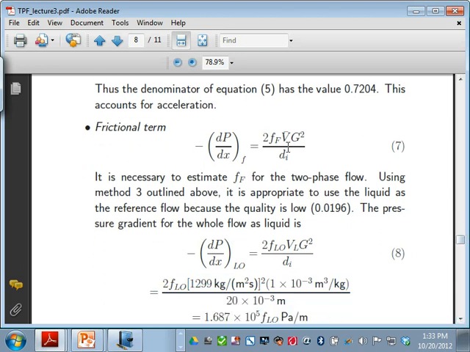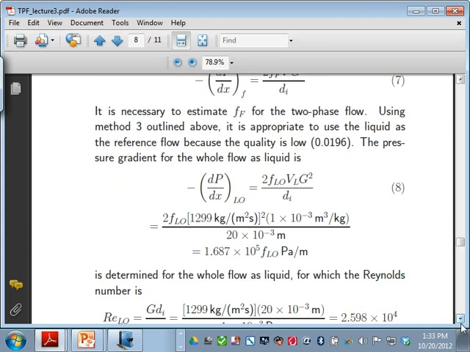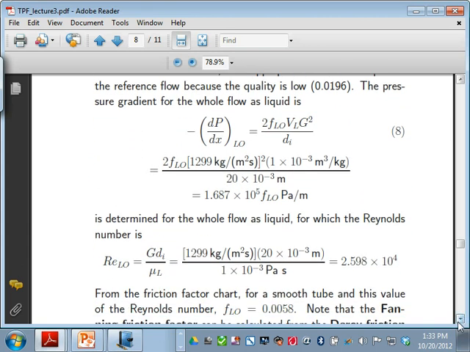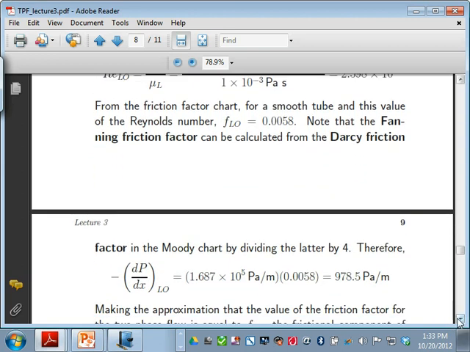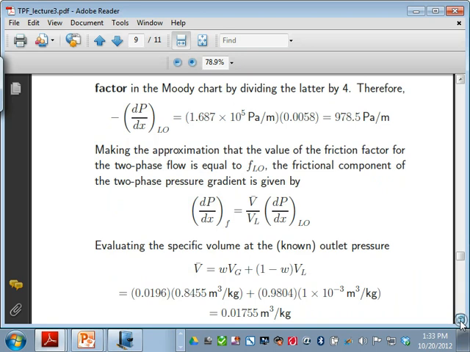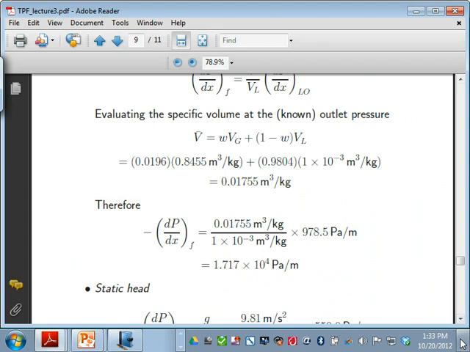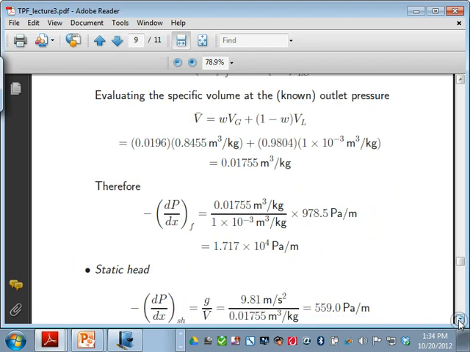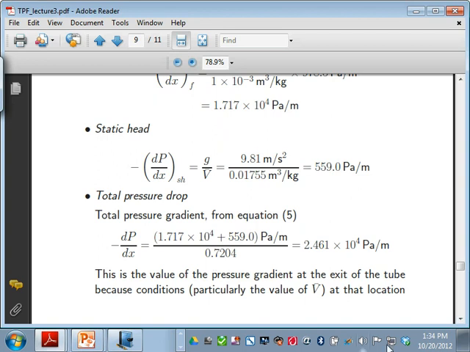For the friction factor, they assume liquid only again. Find the Reynolds number, look up the Moody chart, and then work out the pressure drop for liquid only. Then they multiply by the correction factor to get the pressure drop, add the static head, and put it all back into the equation and get that.